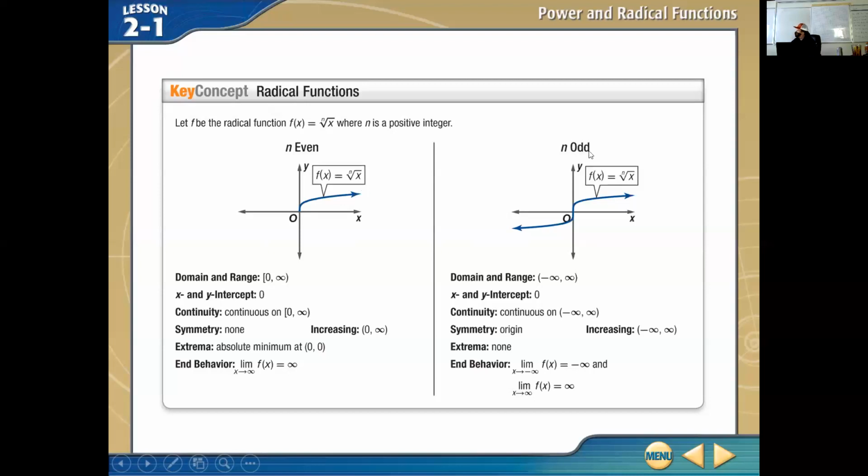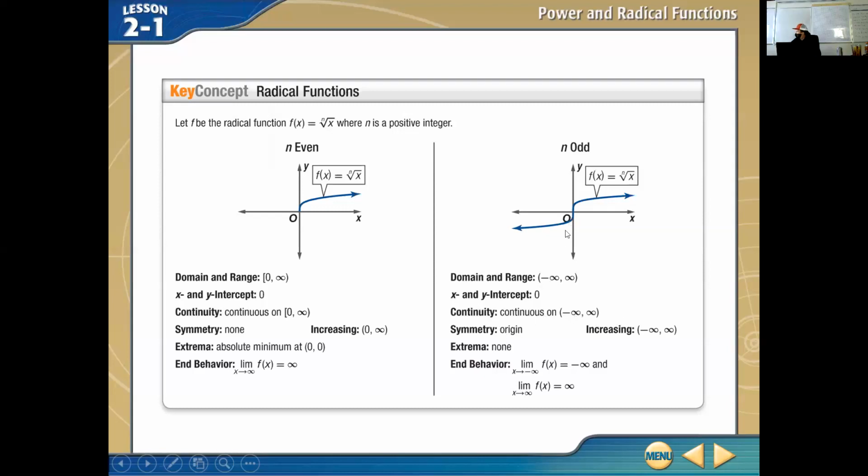Okay, so when n is odd, this is like taking the cube root, the fifth root, the seventh root, or the ninth root. It allows you to have negative values, okay, because negative 3 cubed is negative 27. So our domain and range are from negative infinity to positive infinity. Okay, x and y intercepts still at 0. Okay, continuity, continuous over its entire existence.